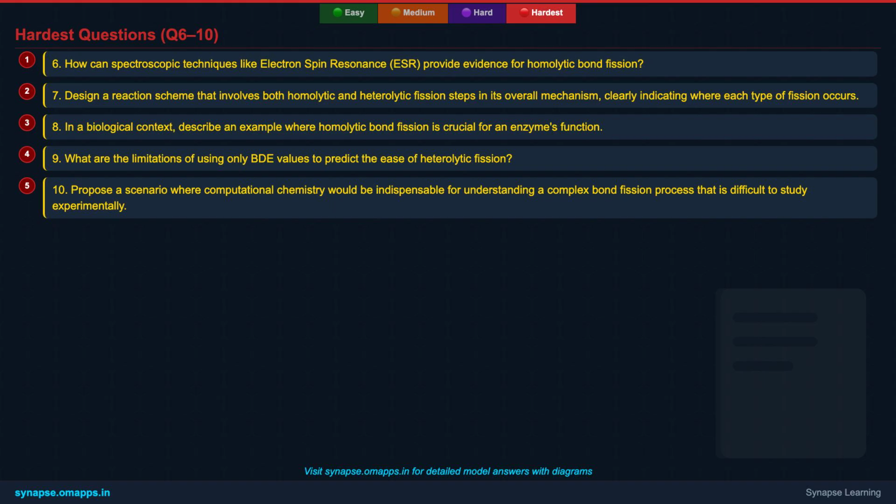Q9. What are the limitations of using only BDE values to predict the ease of heterolytic fission? And Q10. Propose a scenario where computational chemistry would be indispensable for understanding a complex bond fission process that is difficult to study experimentally. Take your time, these require deep thought.